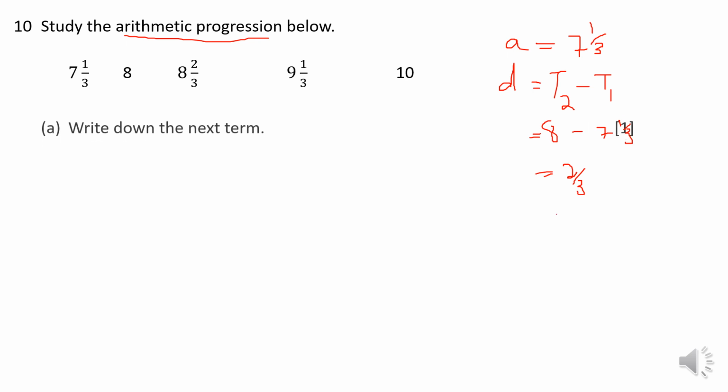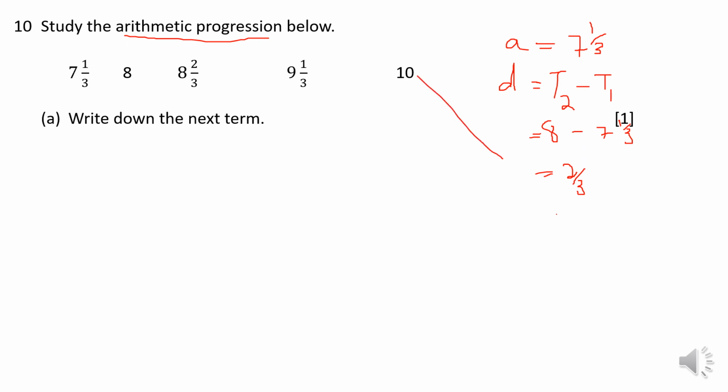Now, the first question, you're supposed to write down the next term. It's very easy. The next term, you simply just add 2/3 to that 10. That is how you find the next term.